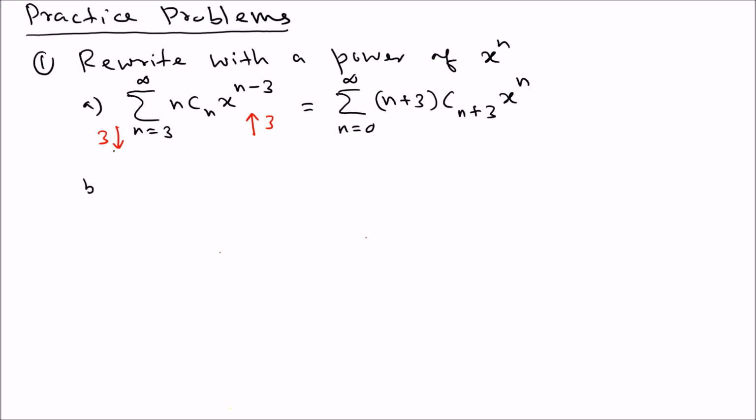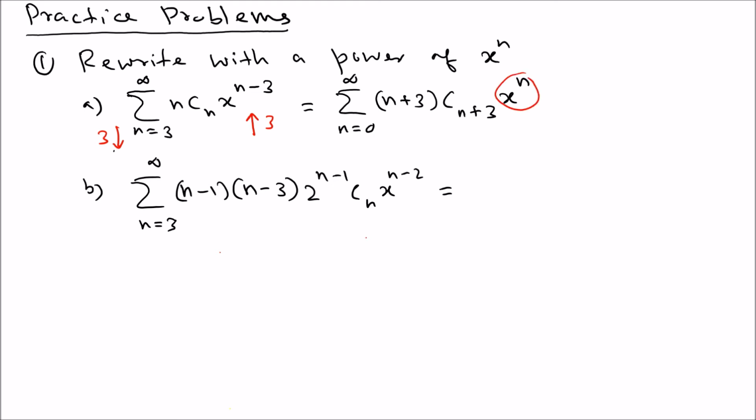Okay, let's do another one. How about this one? Sigma n equals 3 to infinity of n minus 1, n minus 3, 2 to the n minus 1, c n x to the n minus 2. So what's going to happen? The same argument: to get the x to the n term, you have to increase this one by 2 now. So you have to add a 2, which means the index goes down by 2. So you can start with 1 to infinity. You have to add 2 to inside.